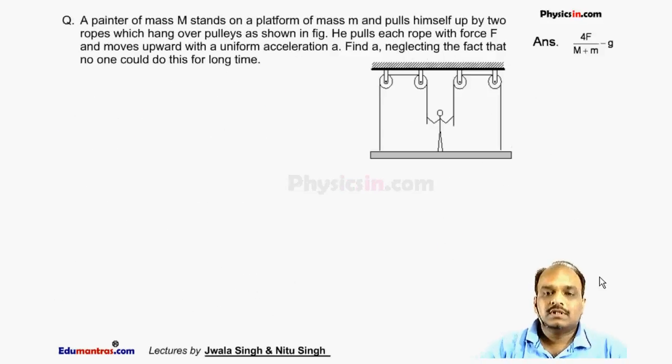Now the next question is, a painter of mass m, the mass of this painter is m, he is standing on a platform of mass small m and pulls himself by two ropes.